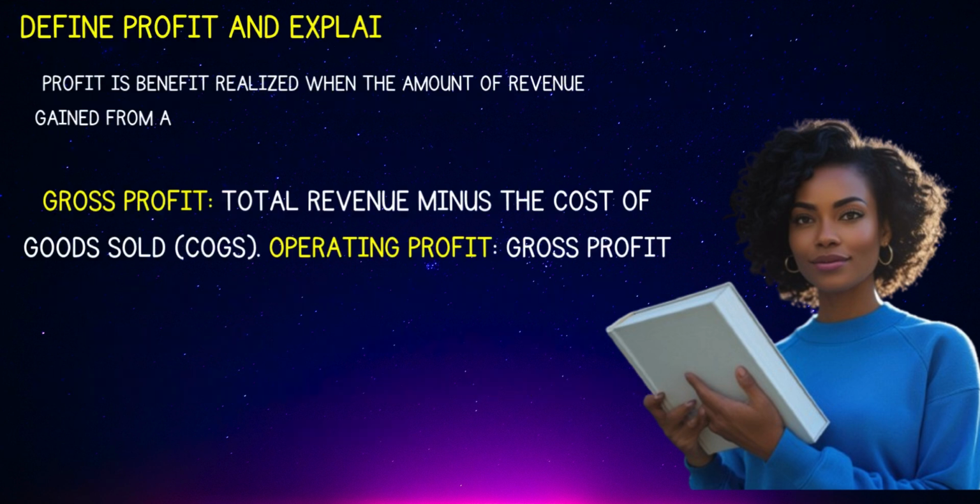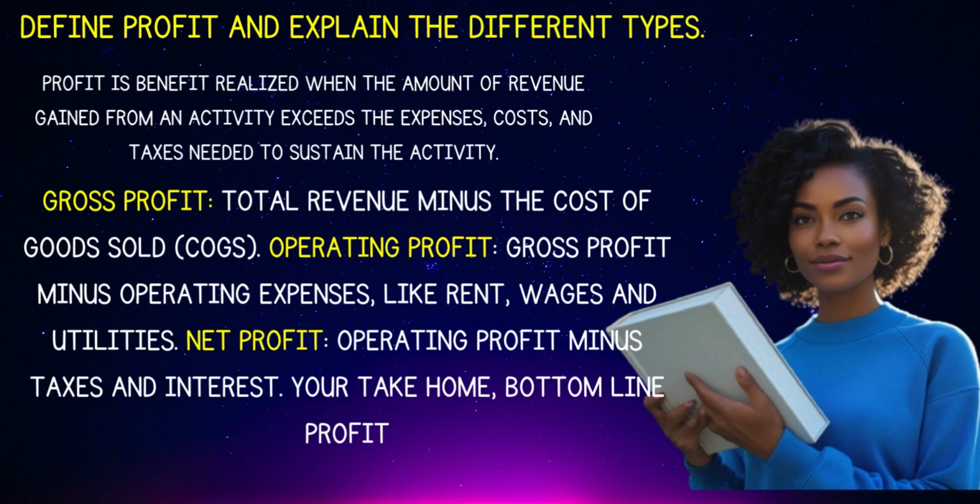Define profit and explain the different types. Profit is benefit realized when the amount of revenue gained from an activity exceeds the expenses, costs, and taxes needed to sustain the activity. Gross profit: total revenue minus the cost of goods sold, COGS. Operating profit: gross profit minus operating expenses like rent, wages, and utilities. Net profit: operating profit minus taxes and interest. Your take-home bottom line profit.